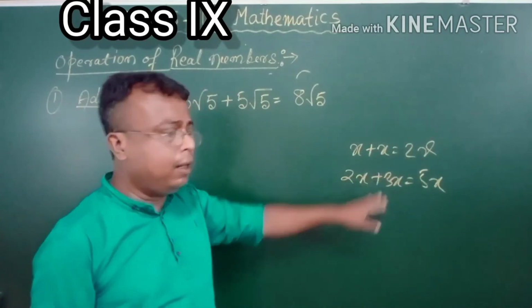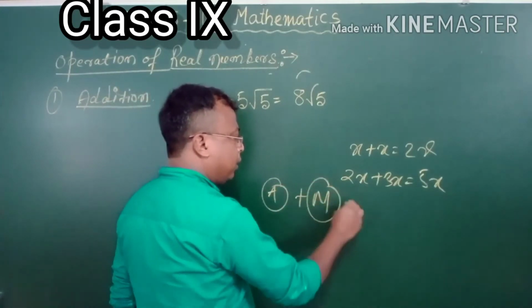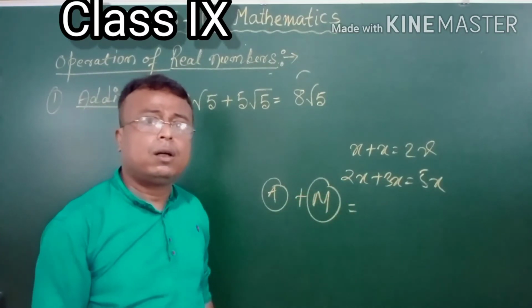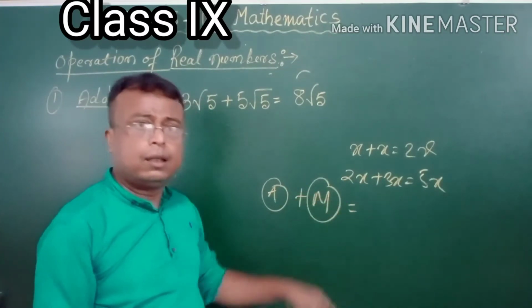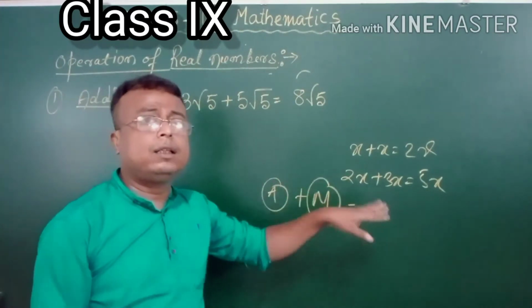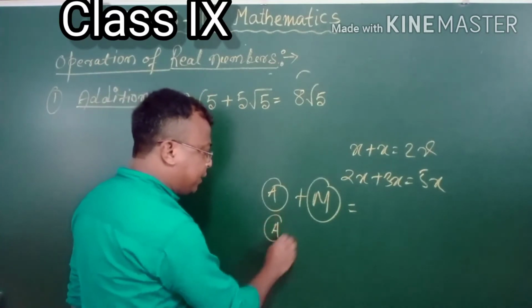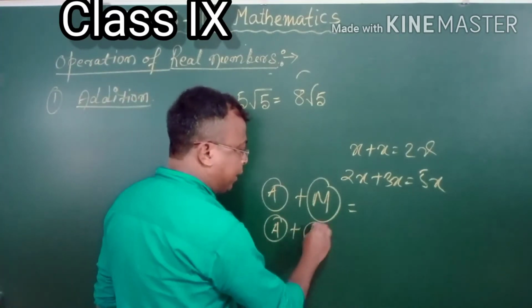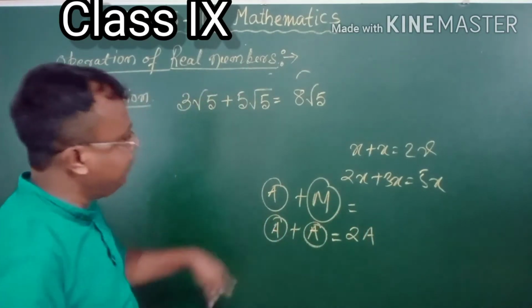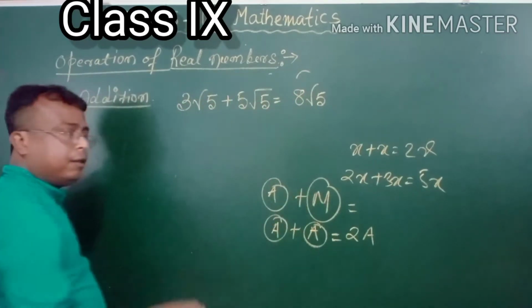Understood? Is it clear? One apple, another mango, can you write the answer? One is apple, another one is mango. Both are different things. No doubt, both are fruit, but one is apple and another one is mango. So you cannot add this one. If you write one apple plus one apple is equal to 2 apples you can write. Similarly here also, 3 root 5 plus 5 root 5 is equal to 8 root 5. Suppose I give you one more example.